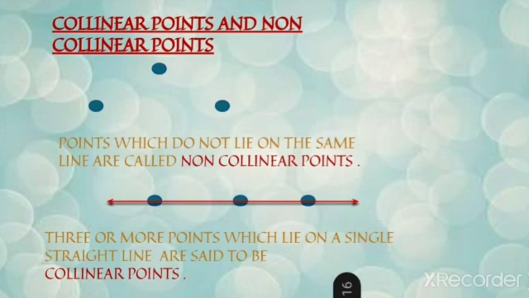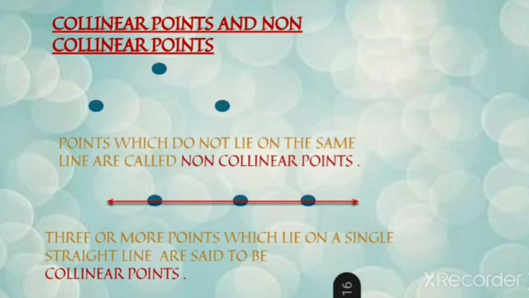Collinear points and non-collinear points. Students, you can see above there are 3 points. If I ask you how many lines can pass through all the 3 points? Yes, there cannot be a single line which can pass through all the 3 points. And such points through which a single line cannot be drawn are called as non-collinear points.